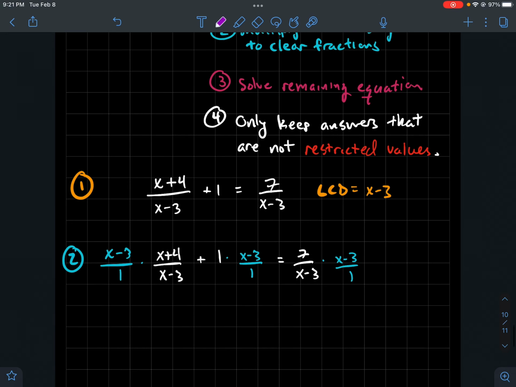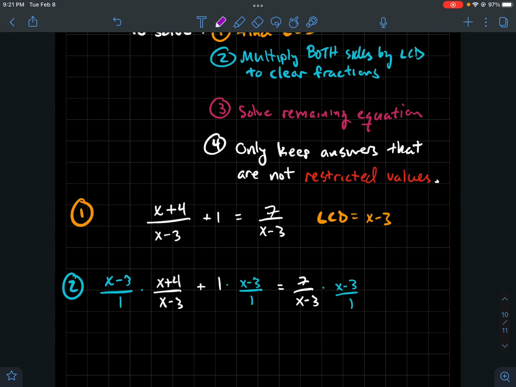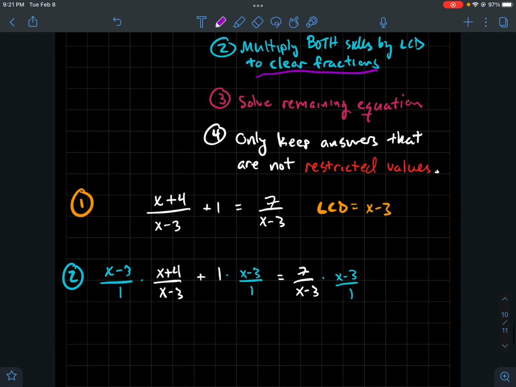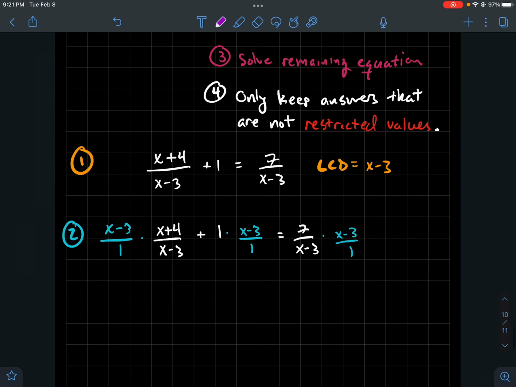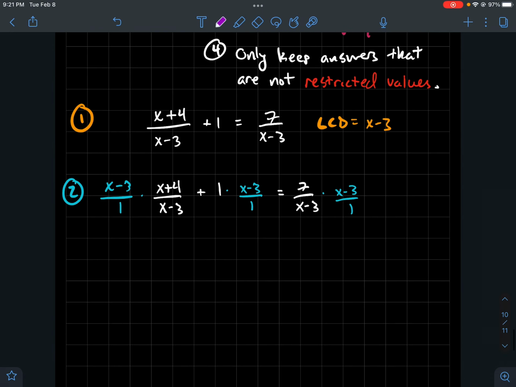Now, what's the point of this? I say to multiply both sides, but then I tell you why: it's to clear fractions. The point of this step is to see if you can get rid of any of the fractions that you have. What I've done is, I noticed that here's an x minus 3 in the top and here's an x minus 3 in the bottom. And I also see that here's an x minus 3 in the top and here's an x minus 3 in the bottom. I can cancel those. And that's what I've done in the next step.